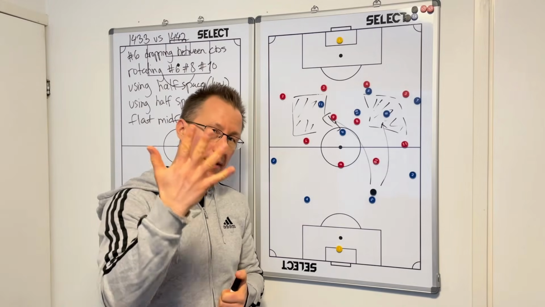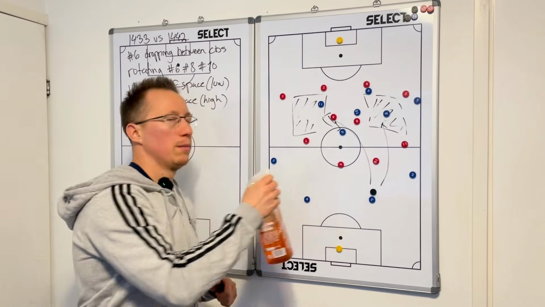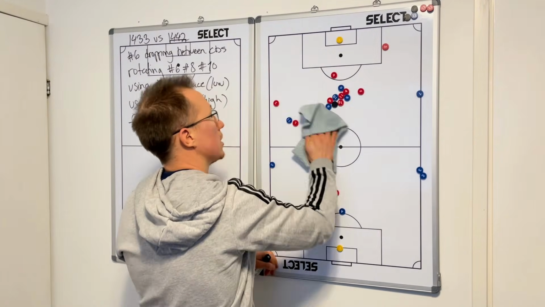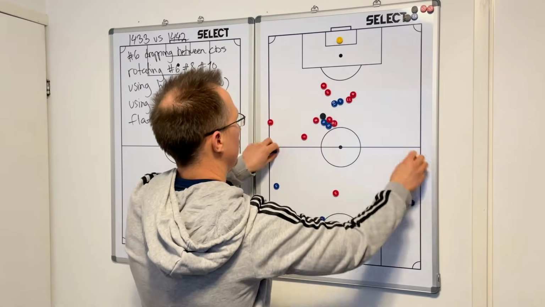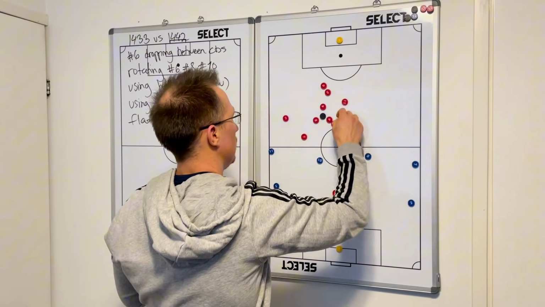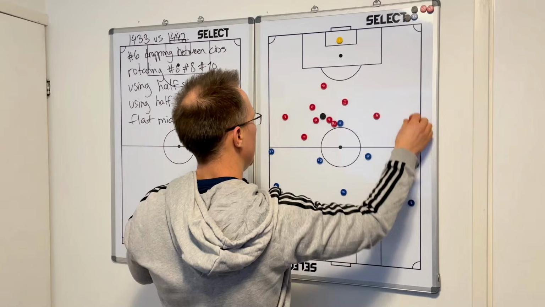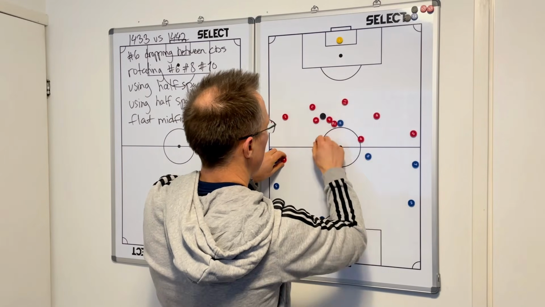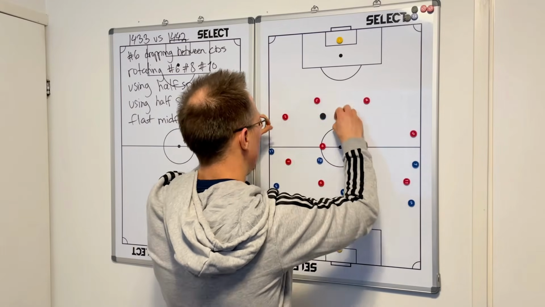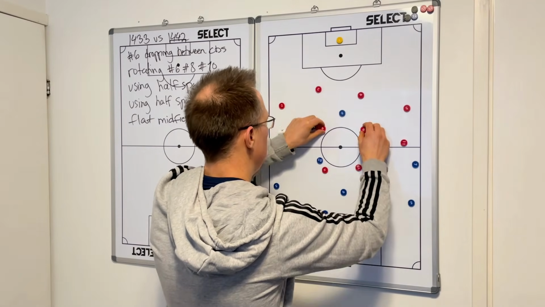Last one, pattern 5. Flat midfield. Let's remove these drawings. So flat 3 midfield. Let's put the players back. So 4-3-3, with number 3, 4, 5, 7, 11, 6, 8. Right. So flat midfield.